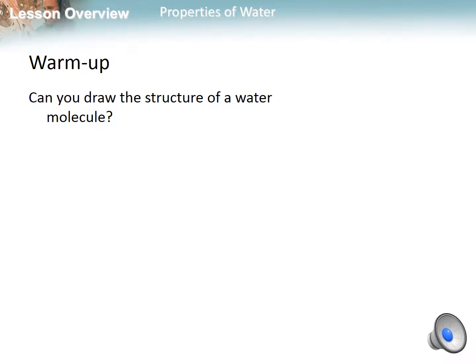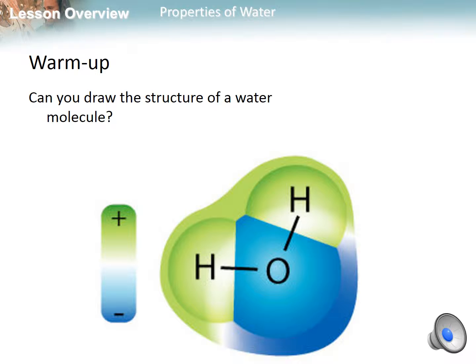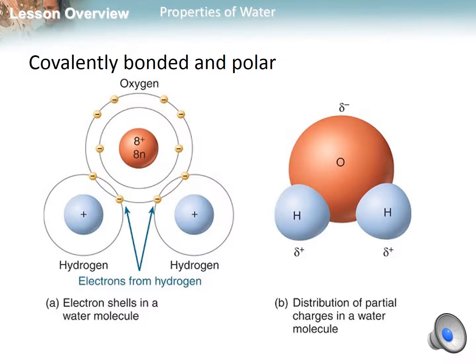Well, can you draw the structure of a water molecule? Here's an example of one way to draw it. We have an oxygen and two hydrogens. So that means that the formula for water is H2O. Water is a molecule that has covalent bonds, and it's also polar.